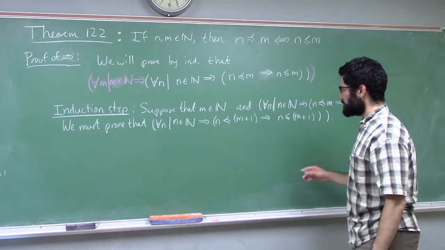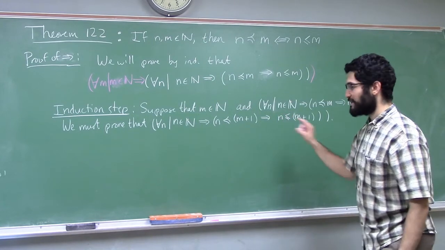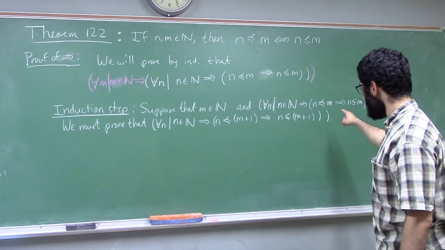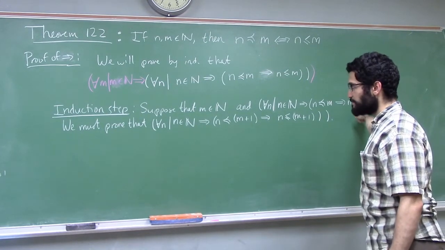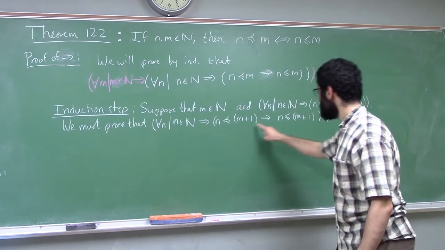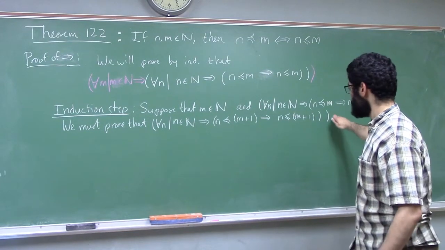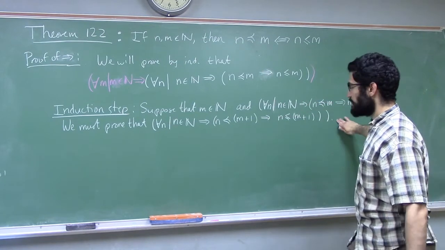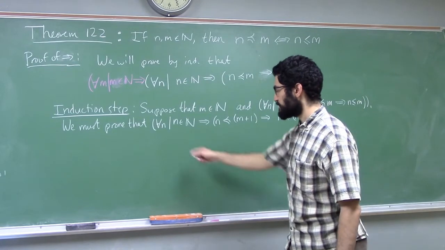All right, so let me get this straight again. We're assuming that whenever a natural number injects into m, it's less than or equal to m. And I have to prove that whenever a natural number injects into m plus 1, that natural number is less than or equal to m plus 1. So we've got our induction hypothesis here in place. To prove this, we'll follow the universal generalization pattern.